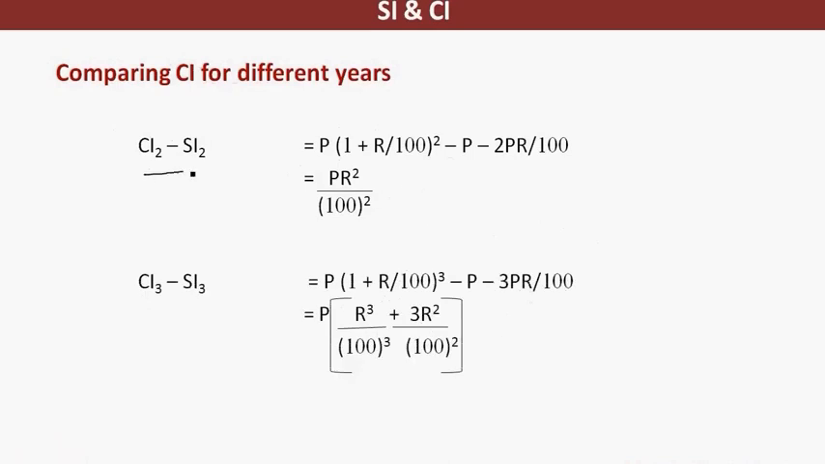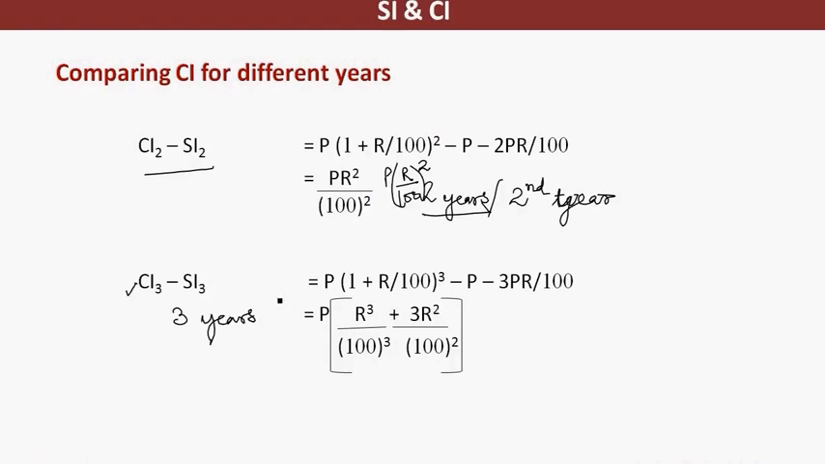So if I compare simple interest and compound interest for 2 years, it's one and the same thing, because simple interest for the first year remains the same. So the difference between compound and simple interest for 2 years, or the second year, could be remembered as P r square by 100, or P (r by 100) whole square.